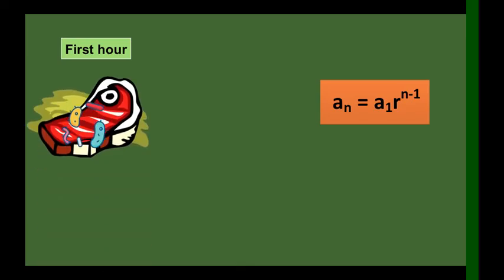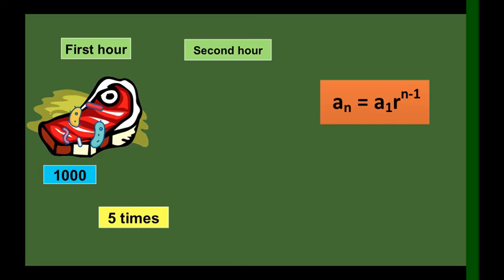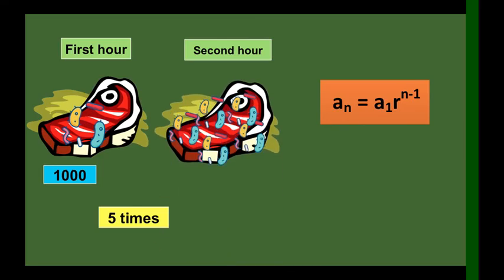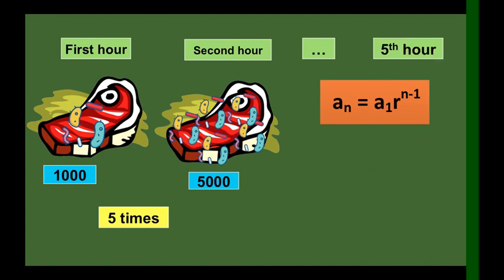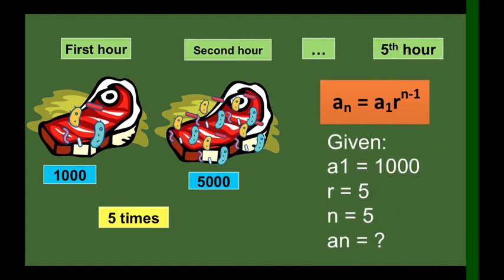So for the first hour, we have 1,000 bacteria. Second hour, 5 times, so we don't know. That's 5,000, right? So the question is, in the fifth hour, what will be the number of bacteria? So we have 5 times. So it has multiples of 5. So a sub 1 equals 1,000. That's the first term. r is equal to 5.